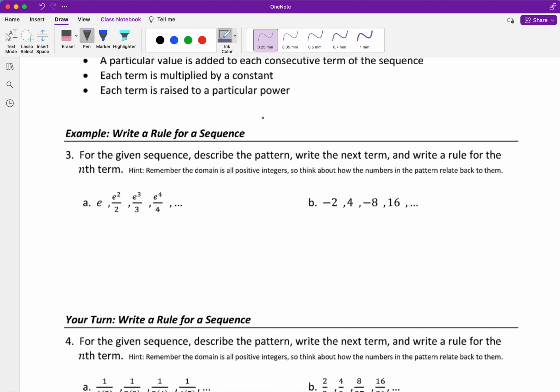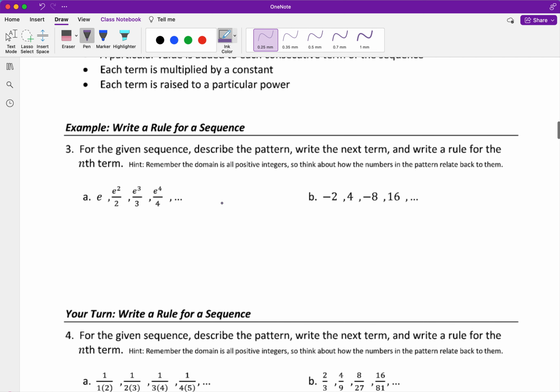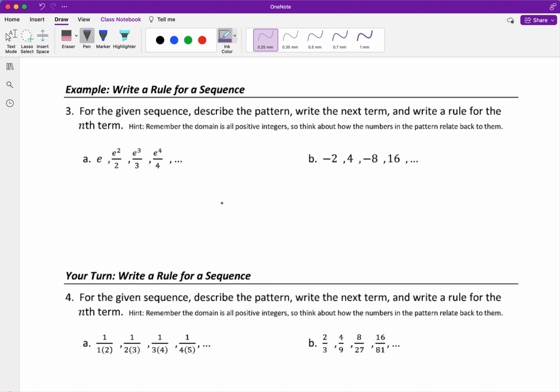Let's get into it. For this given sequence, we're going to try to describe the pattern, write what the next term would be, and then write a rule for it. I'm going to ignore that hint for the time being and just look at this. We have e squared over 2, e cubed over 3, e to the fourth over 4. So the next term in the pattern is going to be e to the fifth over 5. Hopefully that makes a little bit of sense to you.